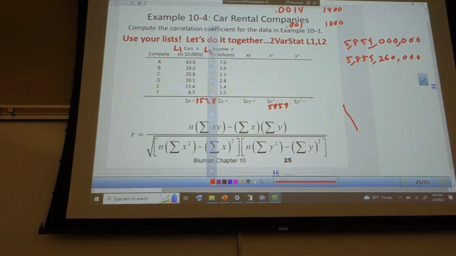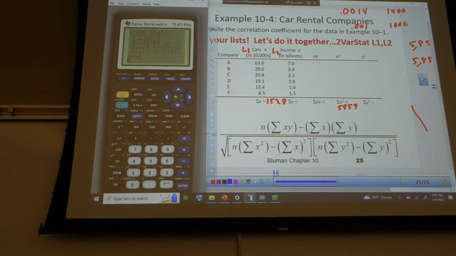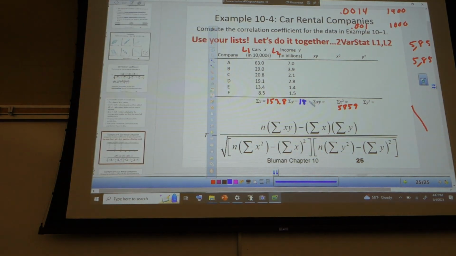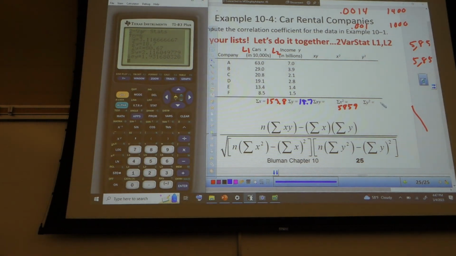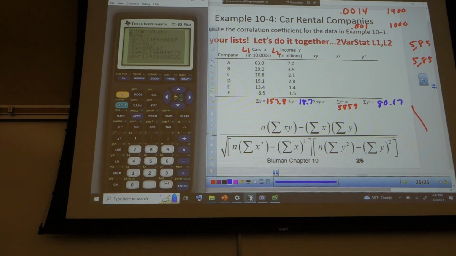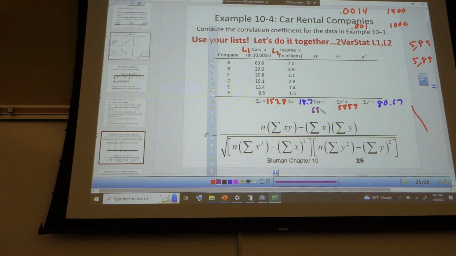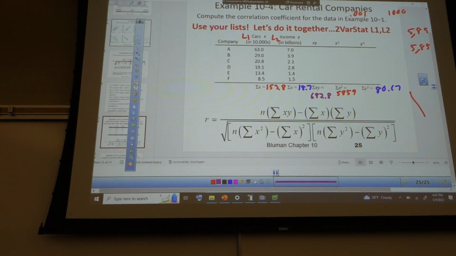Okay, back over to this. The y's. Let me arrow down to get my y's. Sum of the y's is 18.7. Sum of the y squareds is 80.67. And sum of the xy's is 682.8. All right. So now we're going to plug them into this.